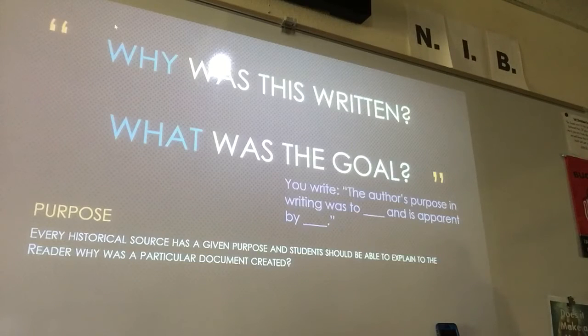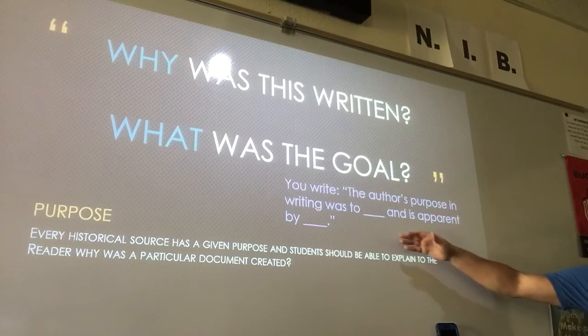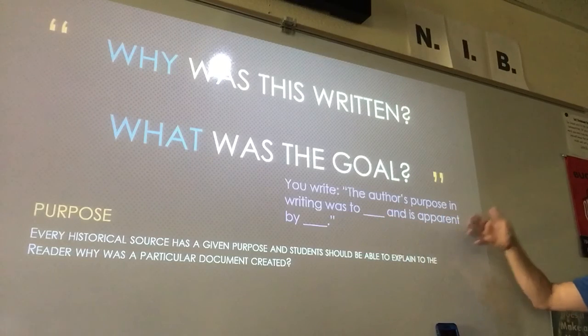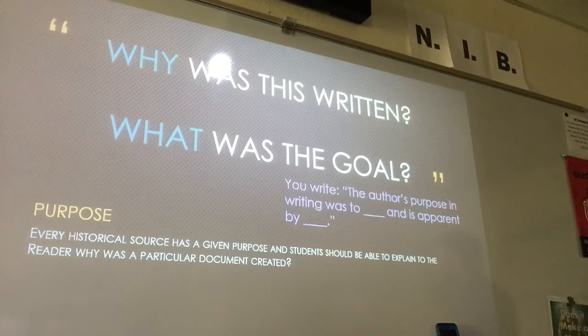Okay, why was this written? What was the goal? This is the purpose. Every historical source has a given purpose, and students should be able to explain to the reader why a particular document was created. For this one, you write, the author's purpose in writing was to blank, and this is apparent by blank. So this could be, the author's purpose in writing was to encourage abolitionists to vote, and it's apparent by this specific wording and what they used in the text.